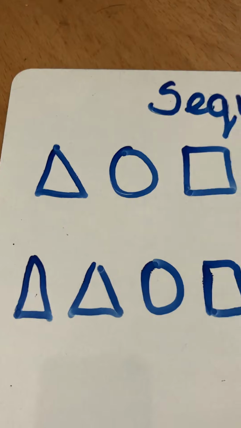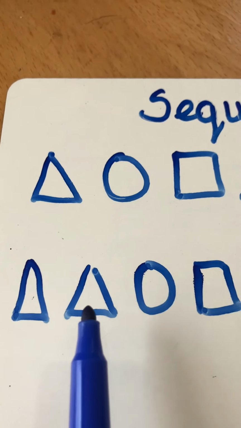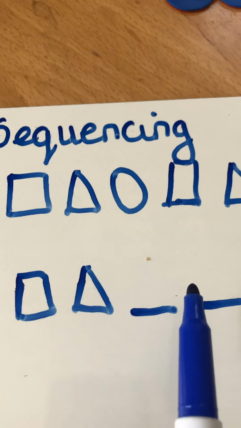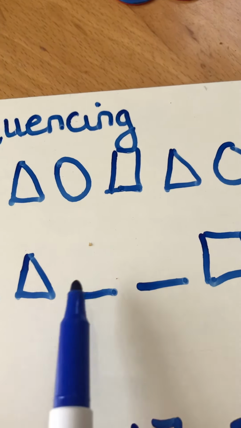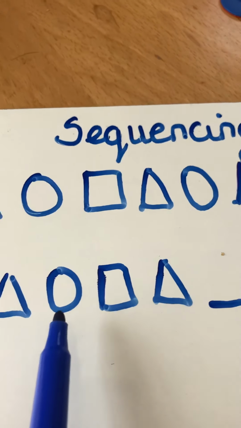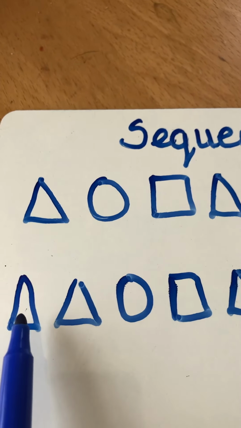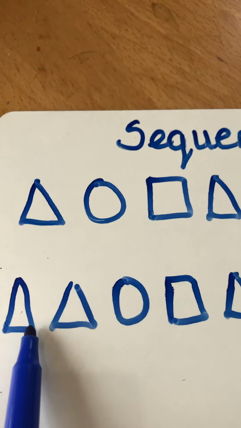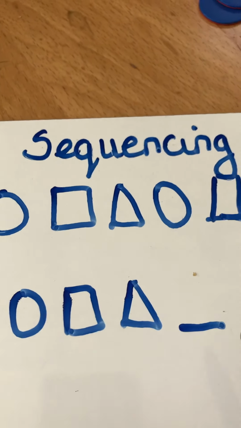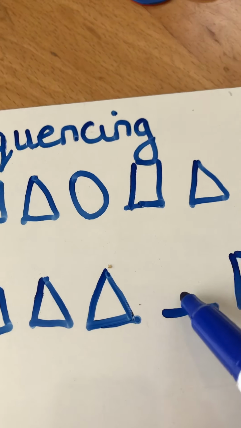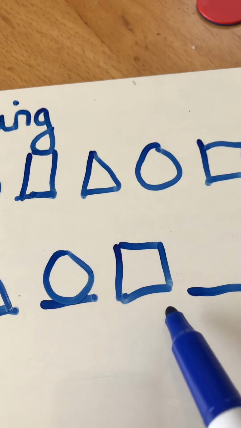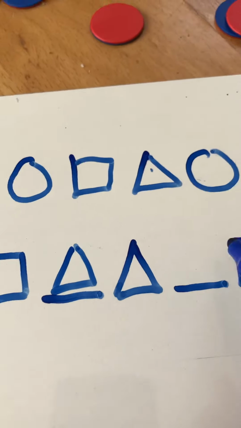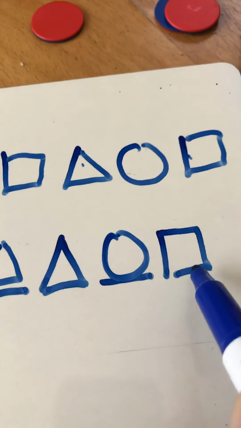Got a slightly different one here. Here we've got triangle, triangle, circle, square. Triangle, something, something, square. Well, let's see what was between a triangle and a square here. So we had a triangle and a square, and the two missing in between was another triangle and a circle. So triangle, triangle, circle, square. What would be missing here? That's right, a triangle, another triangle, a circle, and a square.